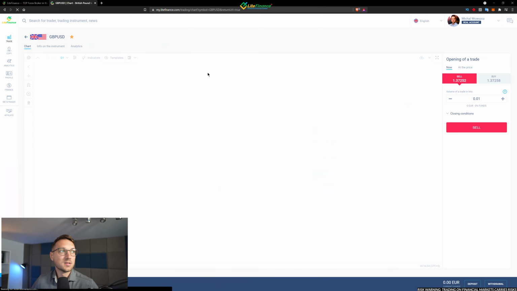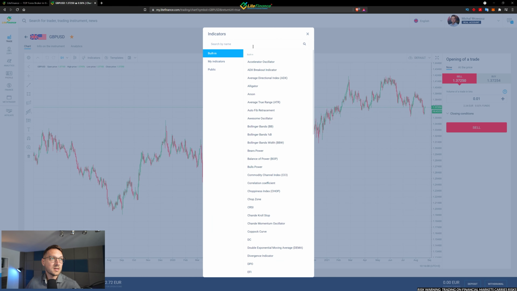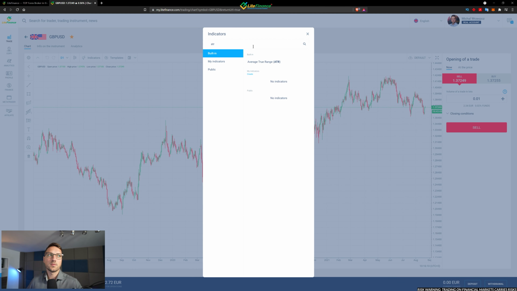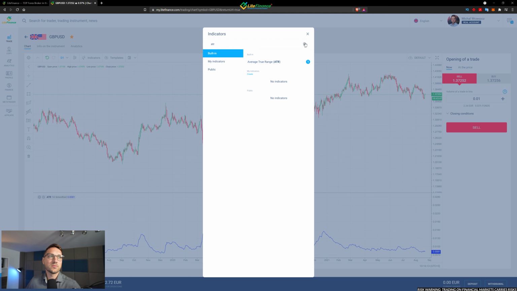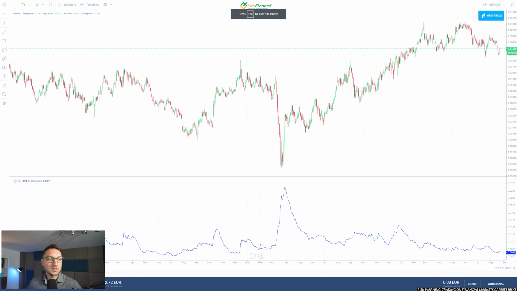So maybe let's log into our account and open some charts. For example, let's use the GBP USD. Let's add the ATR on our chart. It is free, I think, on every platform, so you shouldn't have a problem finding it. So let's add it on our chart, and it is down below.